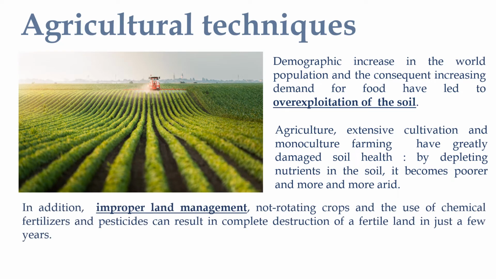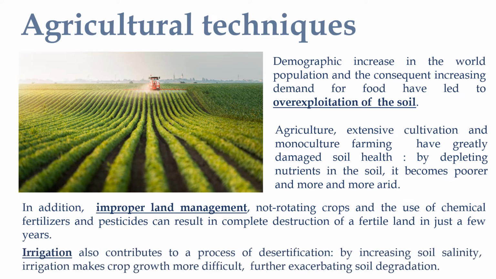In addition, improper land management, not rotating crops, and the use of chemical fertilizers and pesticides can result in complete destruction of our fertile land in just a few years. Irrigation also contributes to a process of desertification. By increasing soil salinity, irrigation makes crop growth more difficult, further exacerbating soil degradation.